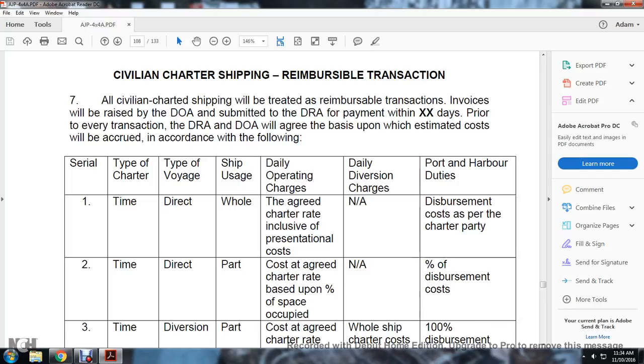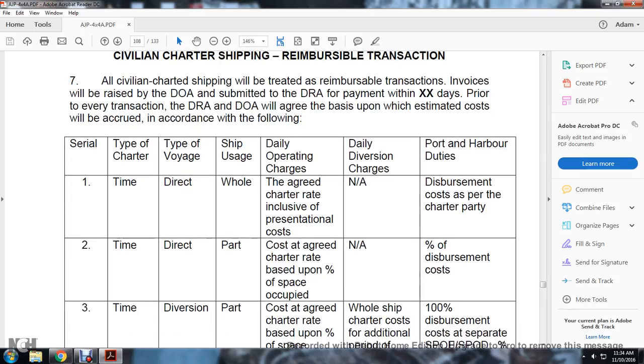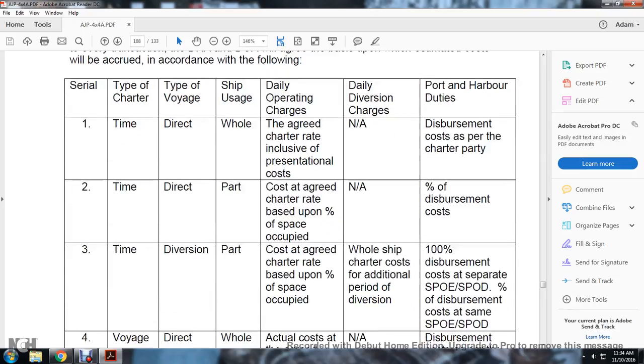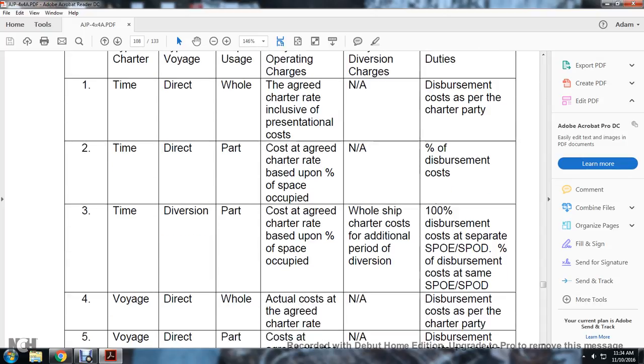Daily version, disbursement cost as part of the charter party. Time, direct part, and cost of the rate or agreed charter based upon 10% of space occupied. Disbursement cost, time, diversion part, and the cost agreed with the charter based on the space. Whole ship charter assists the cost of the additional period of diversion. 100% of the disbursement cost when separated with the SPO and SPOD. Disbursement cost in the same SPO and SPOD.